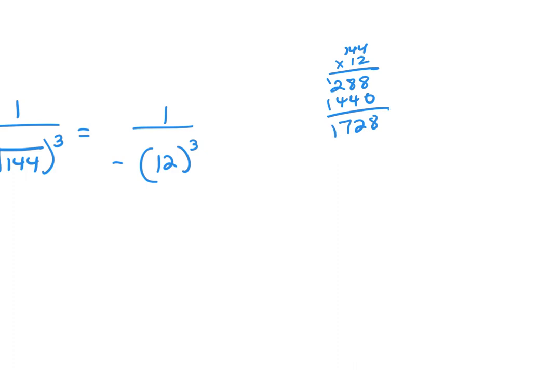which is 1,728. And this would be 1 over negative 1,728.